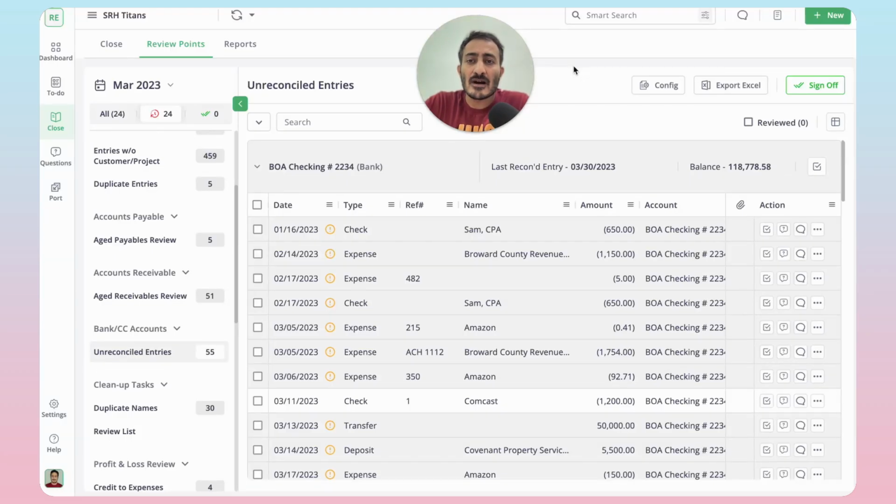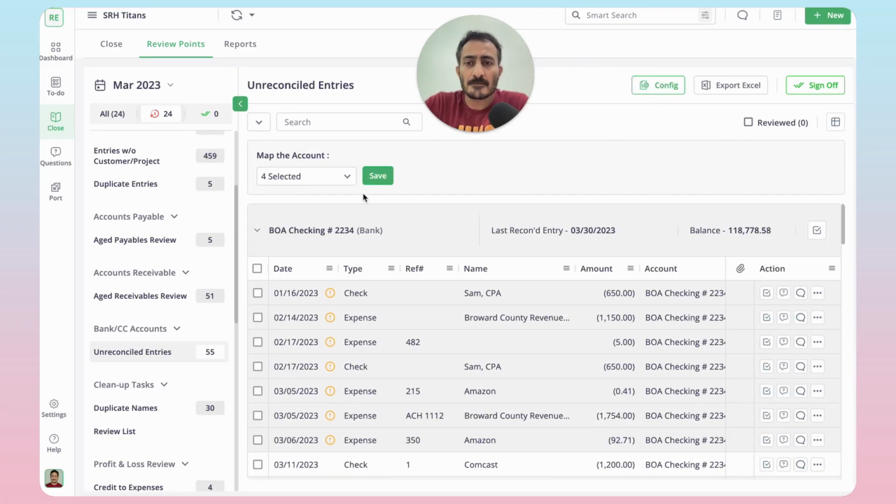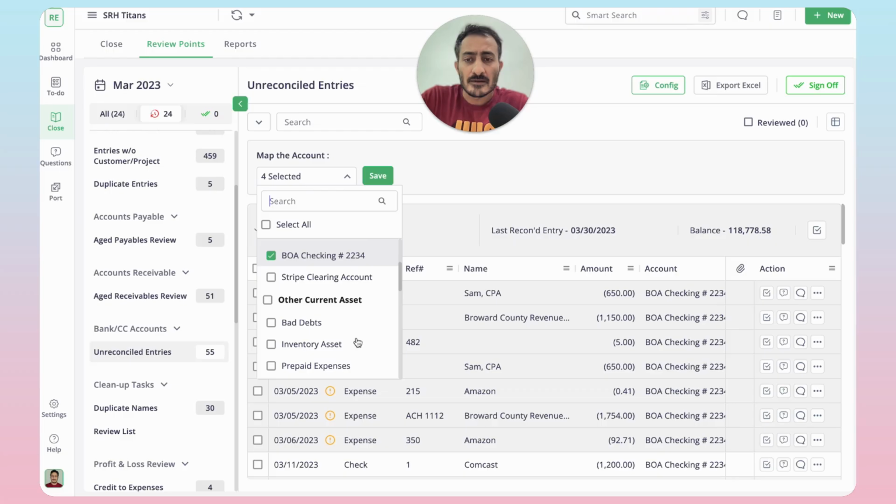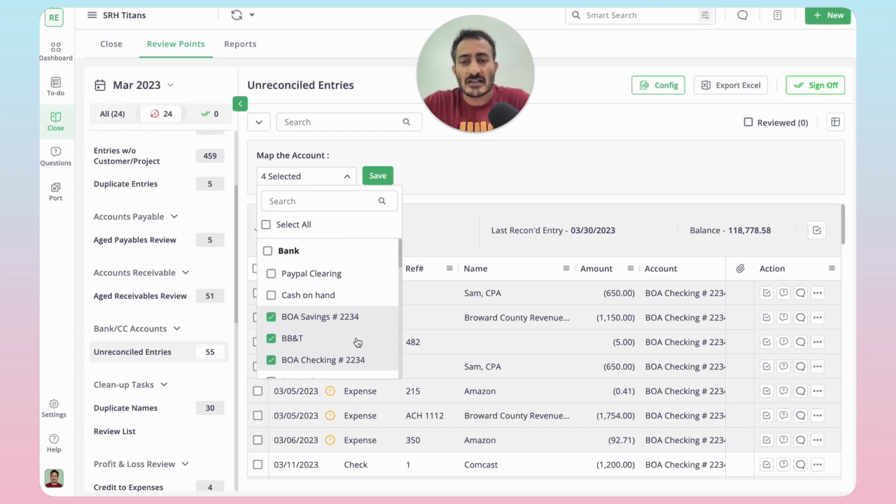Let's learn everything about unreconciled entries and how you can deal with it in Xenett. So first of all, let's understand how the transactions are pulled here. There is a configuration and there are some accounts that are mapped. Whatever accounts are mapped, the uncleared transactions will be pulled automatically from those accounts.